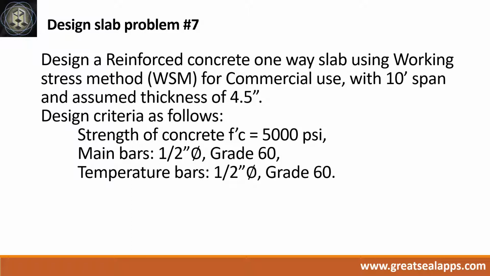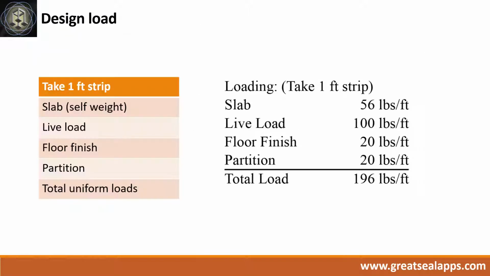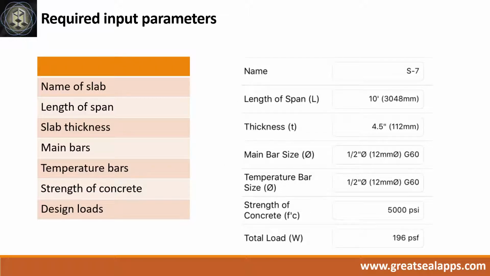of 4.5 inches. Design criteria as follows: strength of concrete 5,000 psi, main bars half-inch diameter bar grade 60, temperature bars half-inch diameter bar grade 60. The load of 4.5 inches thick slab is 56 pounds per foot. A commercial live load is 100 pounds per foot. Floor finish is 20 pounds per foot, and partition is 20 pounds per foot, for a total load of 196 pounds per foot. Enumerate input parameters required.